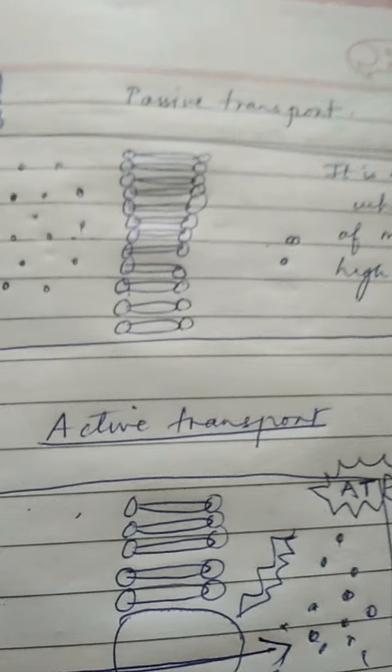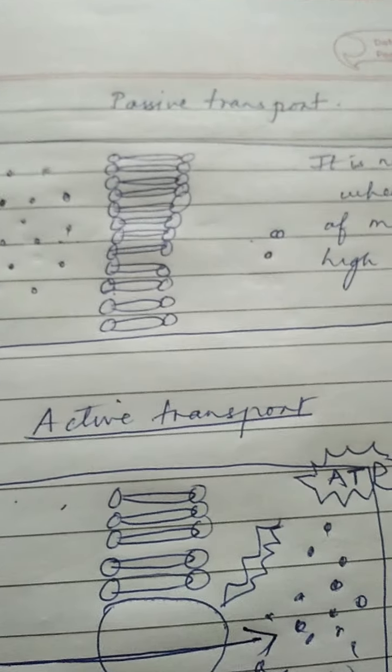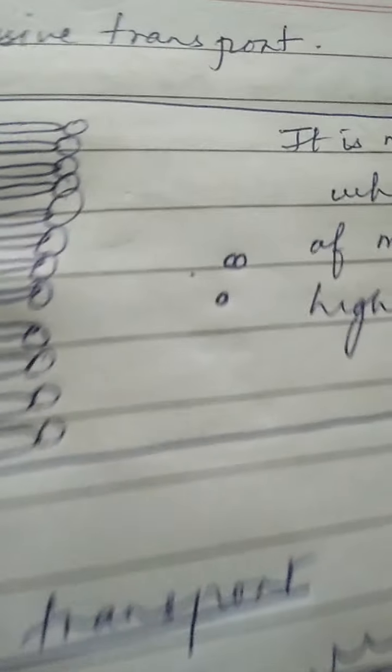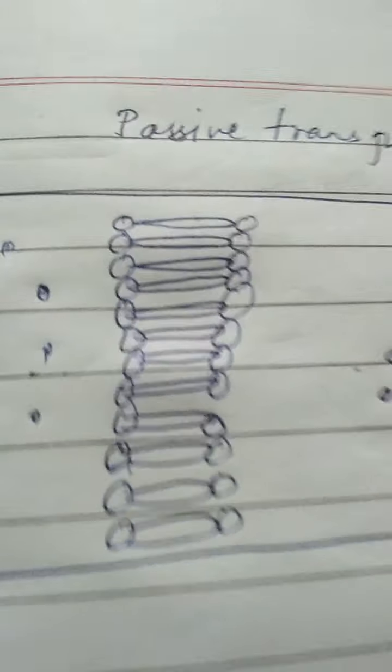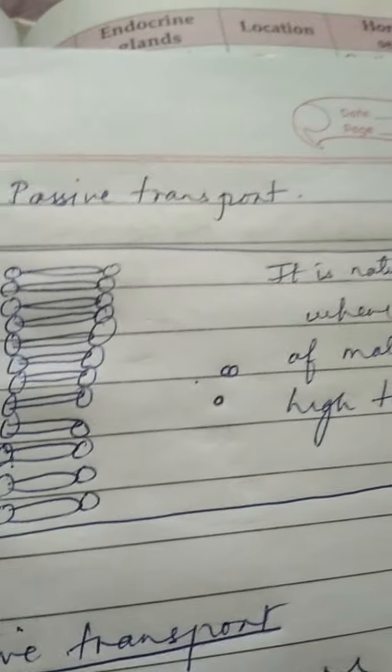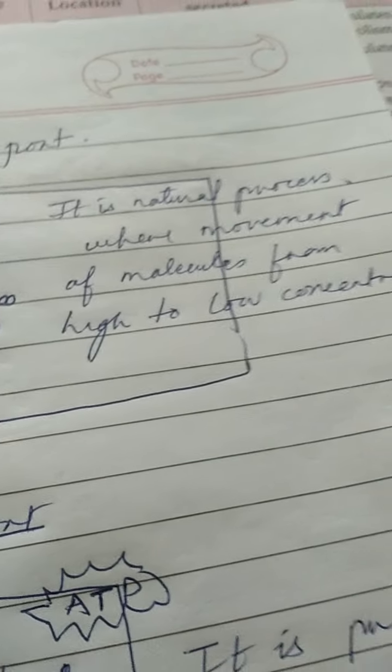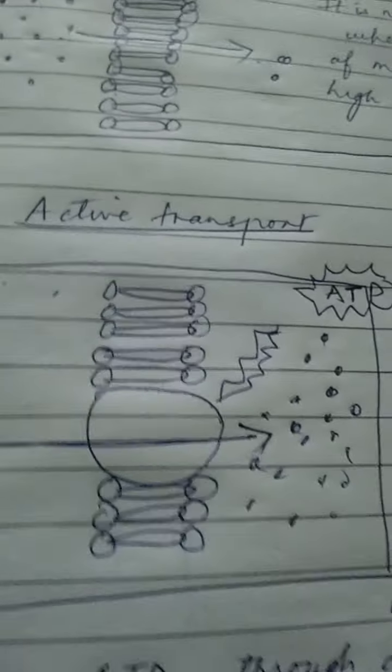The last topic for today is passive transport. So what is passive transport? A simple diagram has been shown over here. It is a natural process where molecules move from higher to lower concentration. Look at this, the movement of water. I'm pointing an arrow: movement of molecules from higher to lower. That is passive transport.